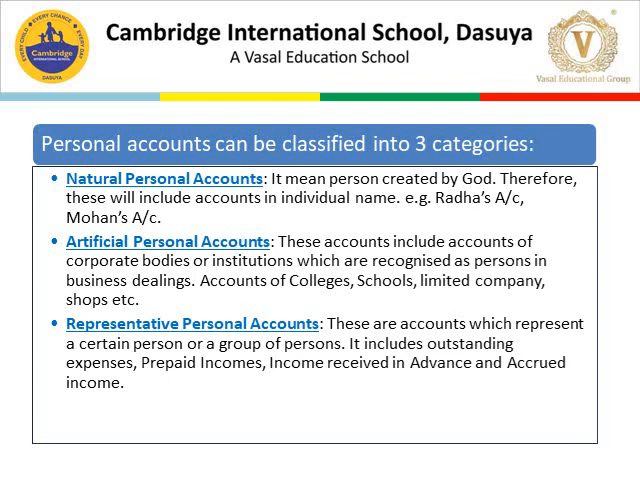Third one is representative personal account. These are accounts which represent a certain person or a group of persons. It includes outstanding expenses. It means expenses due but not paid. Prepaid incomes. It means incomes earned earlier, before time.